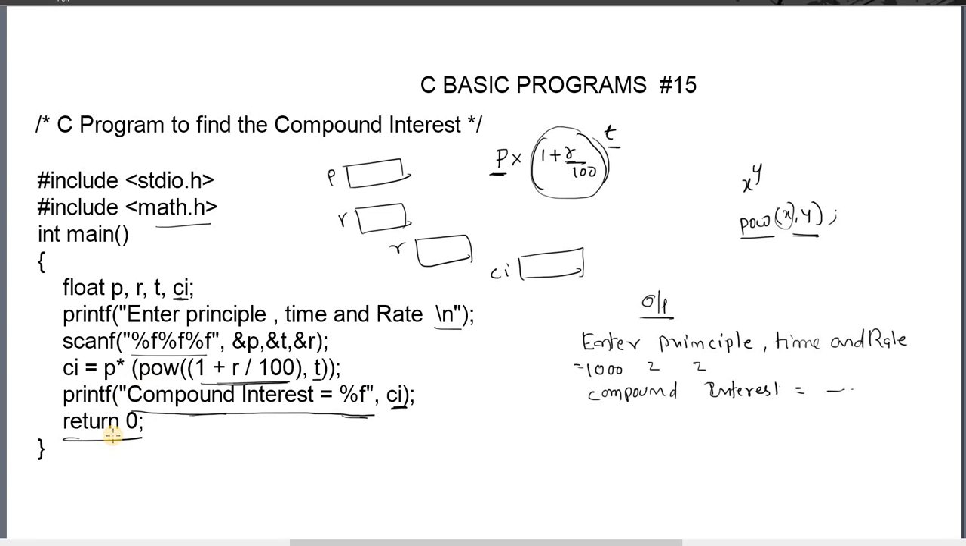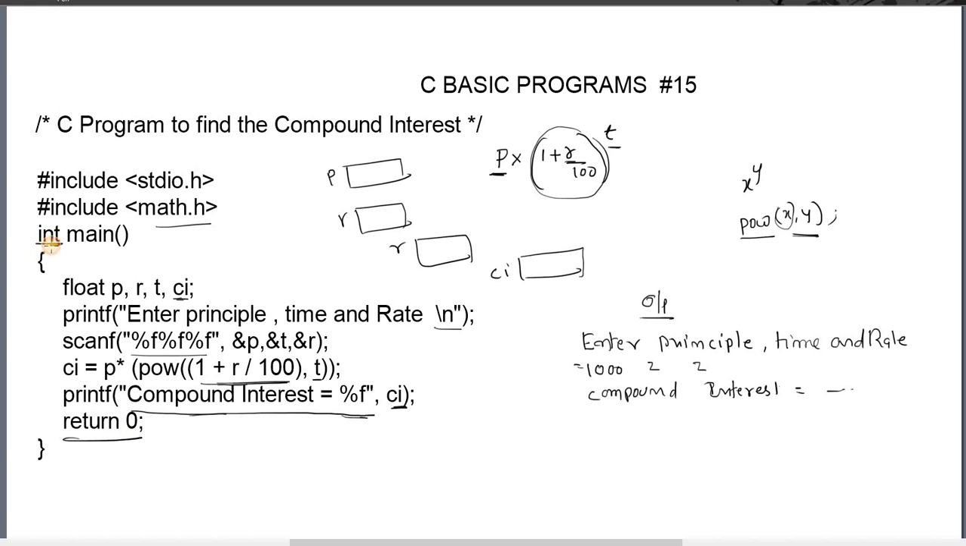Then the C program terminates after returning 0. 0 is a true state. The 0 will go to the compiler. It just indicates the program executed successfully. 0 is an integer, so this program will return an integer.